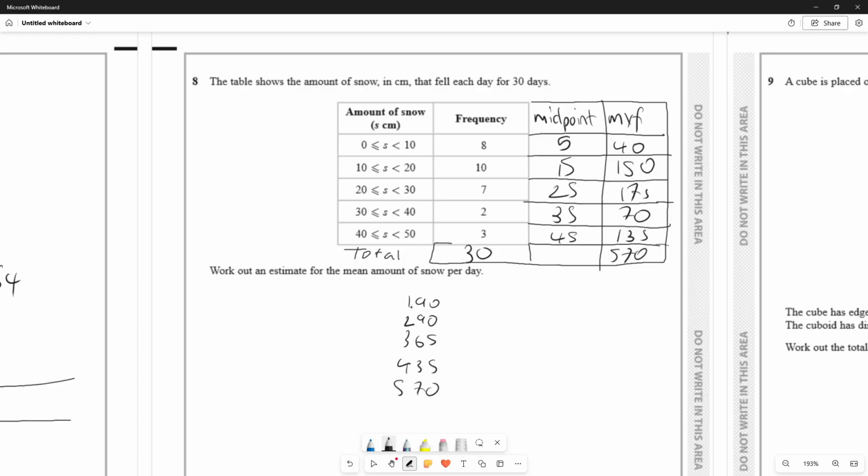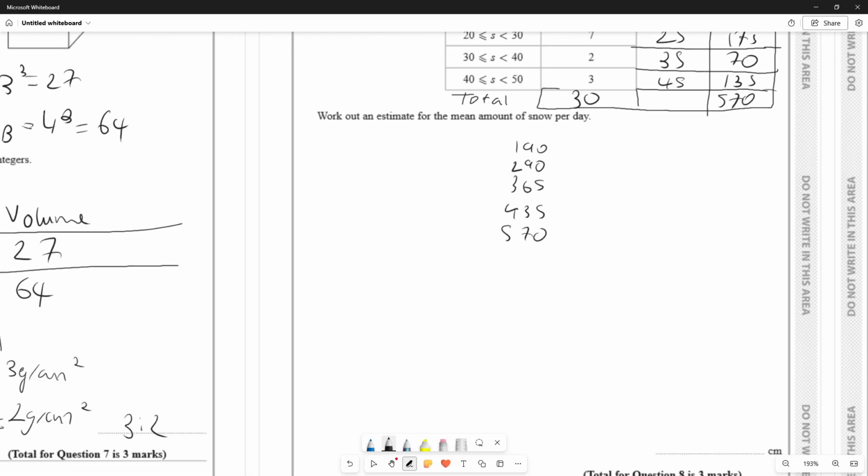570. Now, if you know the mean in general, the mean is the total added up divided by the amount of values you have. So the mean is equal to 570 over 30, which is equal to 57 over 3, which is 19. Get your answer there.